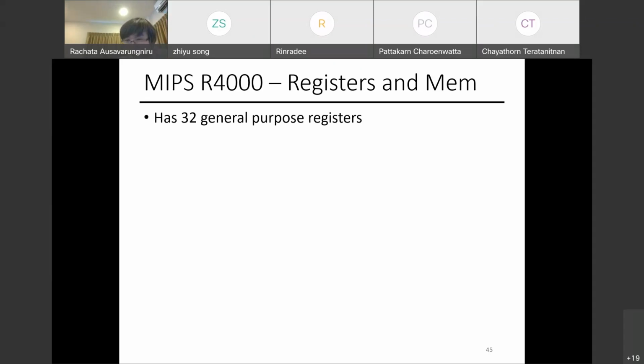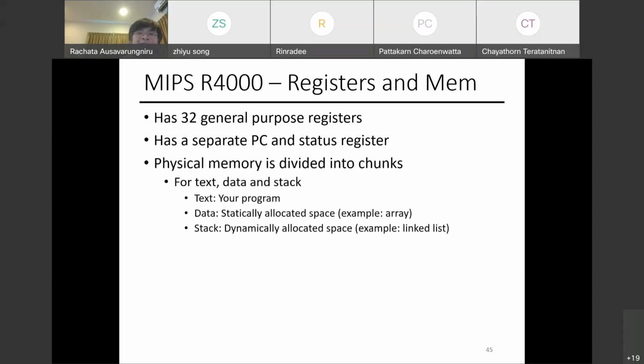So let me go into a little bit more detail with the MIPS R4000. It has 32, a lot. 32 general purpose registers. They have a PC and a status register. It has a physical memory that has 3 chunks. When you deal with the in-class exercise, you see .text, .data, and stack. .text is where your program is located. .data is basically things like static arrays. Those are in .data, and the stack holds anything that is allocated dynamically, like a linked list.